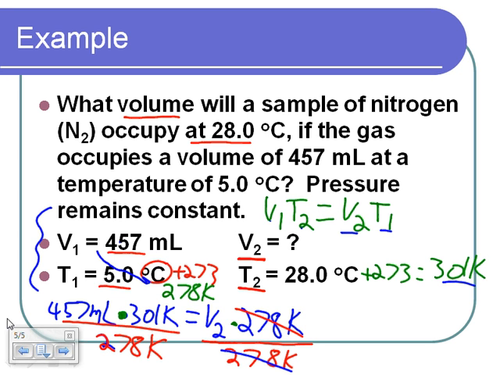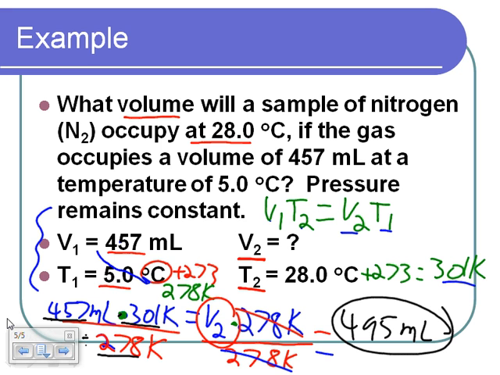That'll cancel, and we'll end up with V2 equaling our 457 times 301 divided by 278 K, and we will end up with 495. Our units will be milliliters because our K's will cancel here and we'll be left with milliliters as our units. Again, the whole key with any of these problems is deciding what your knowns and unknowns are.